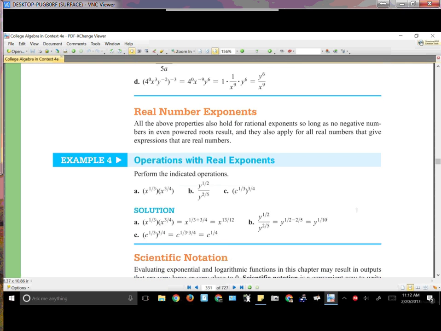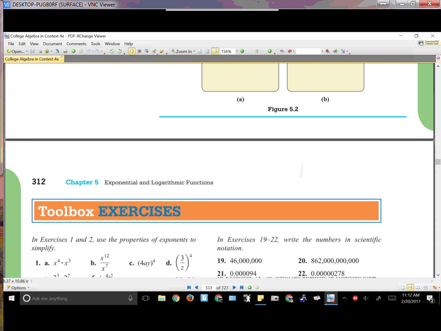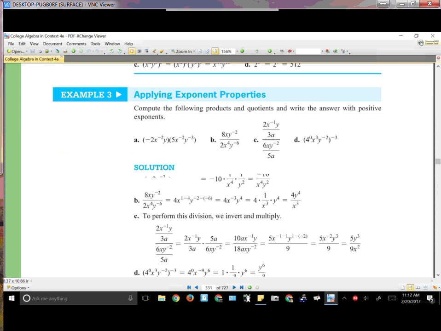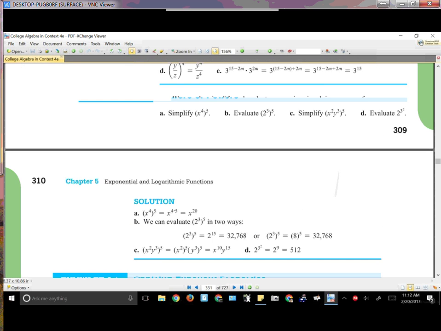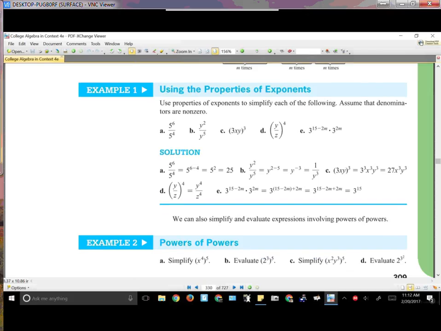Likewise, there were two other things in here. No, there were not. So just go over these and reiterate these. Do some simplification.